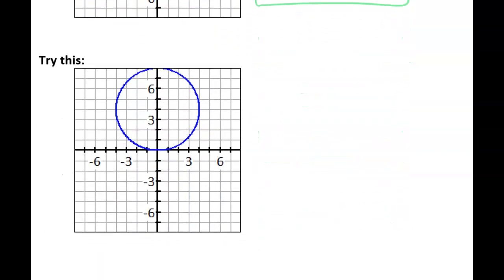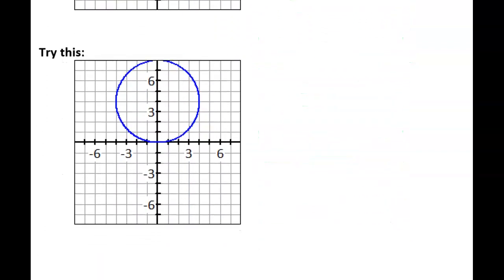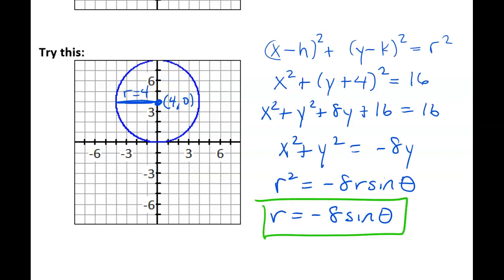All right, now I've got one for you to try. Pause the video while you do this. All right, this is one of our more involved conversions. You have to start with the general form of the equation of a circle: (x minus h) squared plus (y minus k) squared is equal to r squared. Replace the h with 0 and the k with negative.